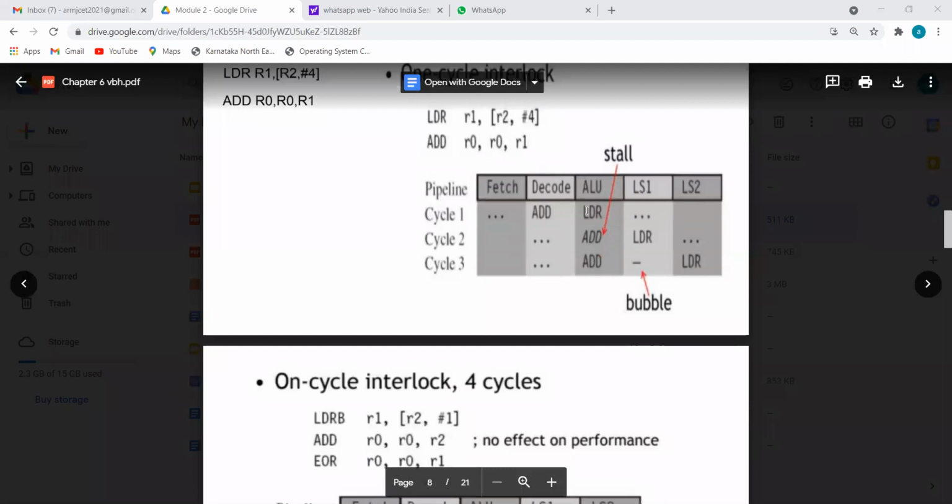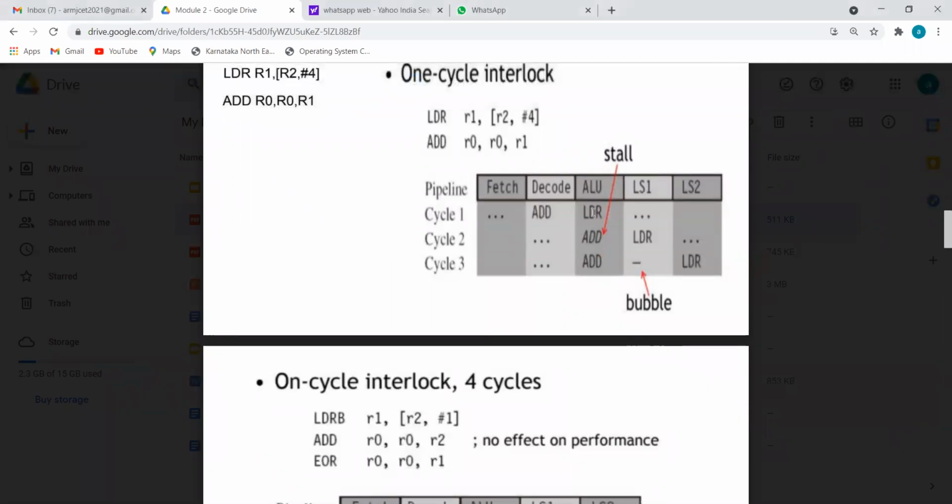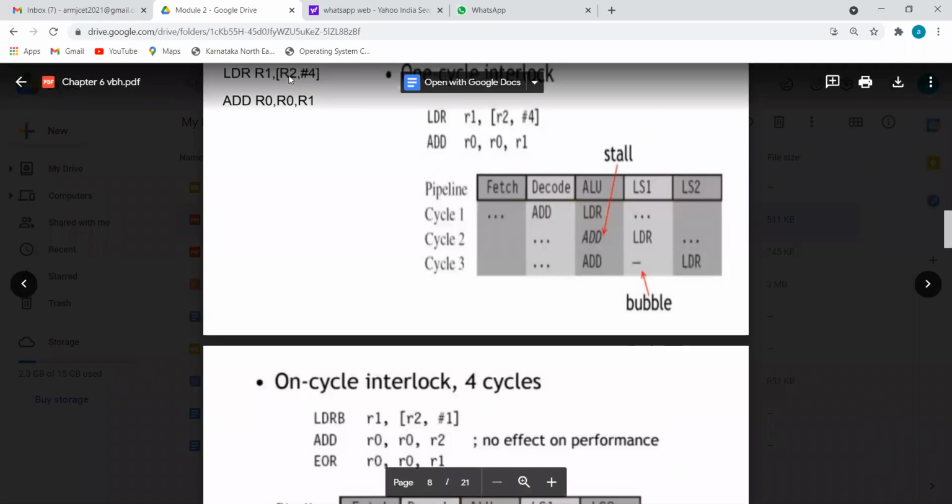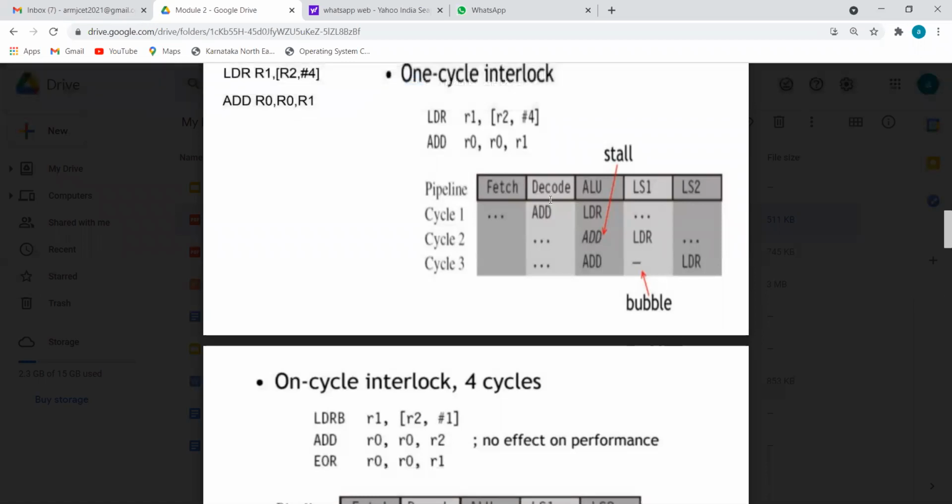LDR is presently executing in this diagram. LDR is definitely not possible to execute in only one CPU cycle, because it has to calculate R2 plus 4. From there, it has to take a value and load onto R1. So the activity is more. It is not simply taking from one memory location and directly loading onto a register. It first takes R2, performs plus 4, and from that location you have to take. So it is a two-step work.